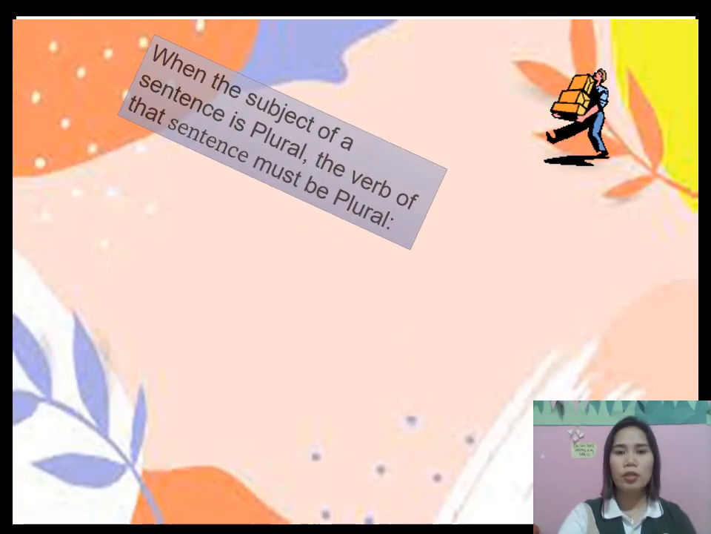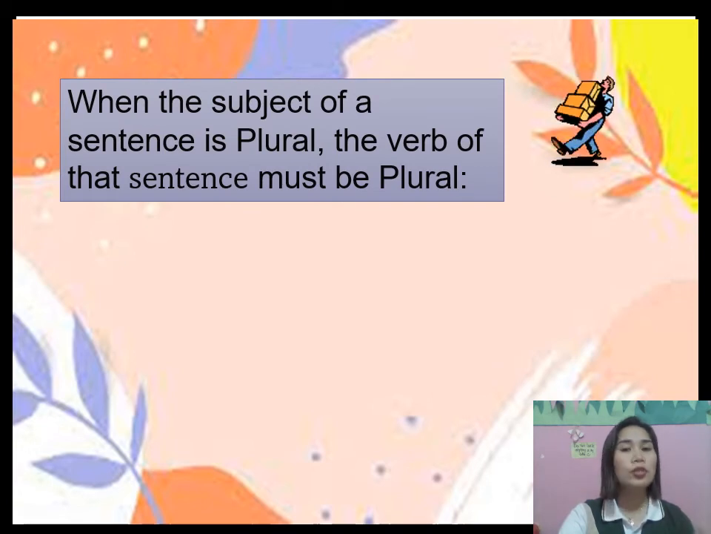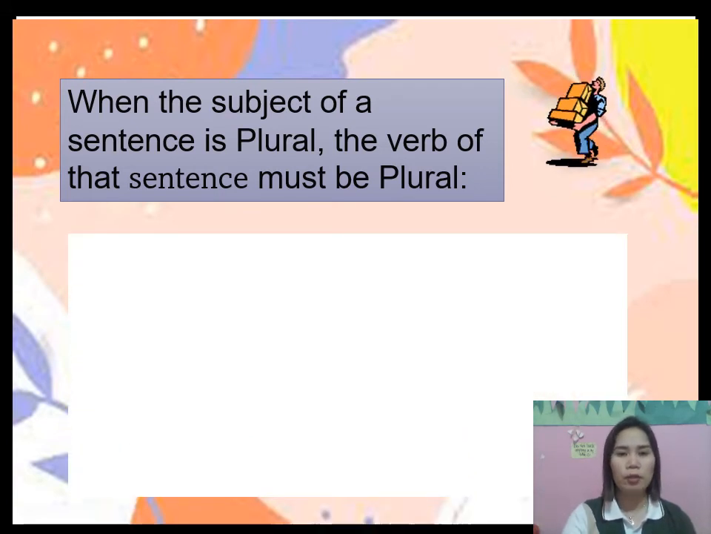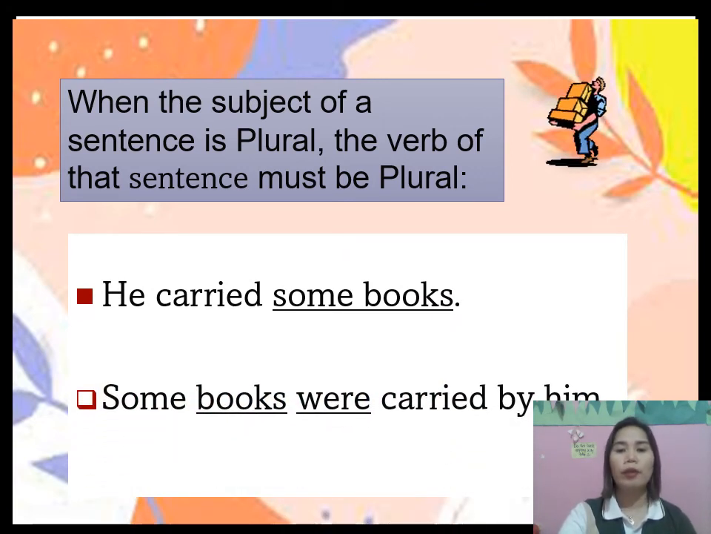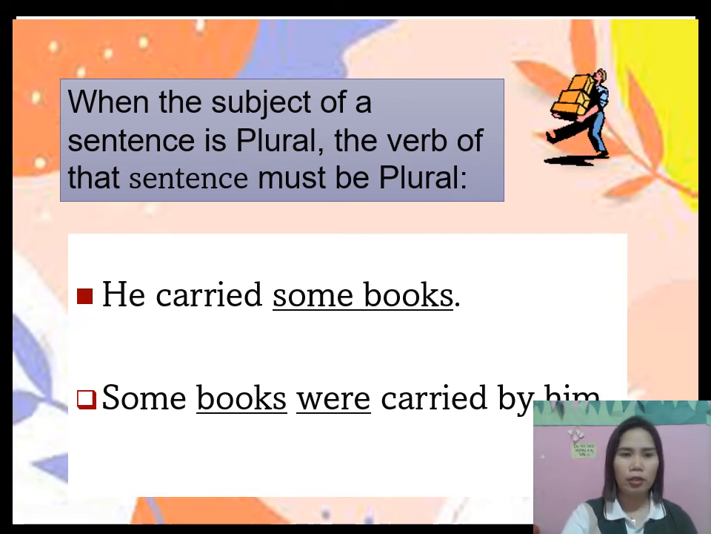And when the subject of a sentence is plural, the verb of that sentence must also be plural. Like for example, we have here, he carried some books. So some books were carried by him. All right, so some books is now the subject in sentence number 2. Therefore, we have to use were carried. Okay.